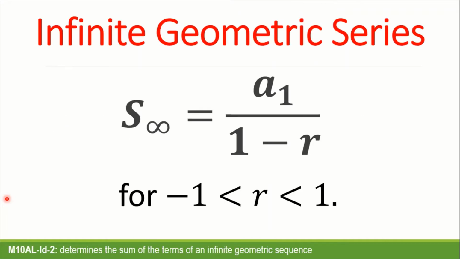For an infinite geometric series, we use the formula sum to infinity is equal to a sub 1 over 1 minus r, provided that our common ratio is greater than -1 but less than 1. So, pwede lang natin gamitin itong formula in an infinite geometric series kapag na-satisfy itong condition natin sa common ratio.